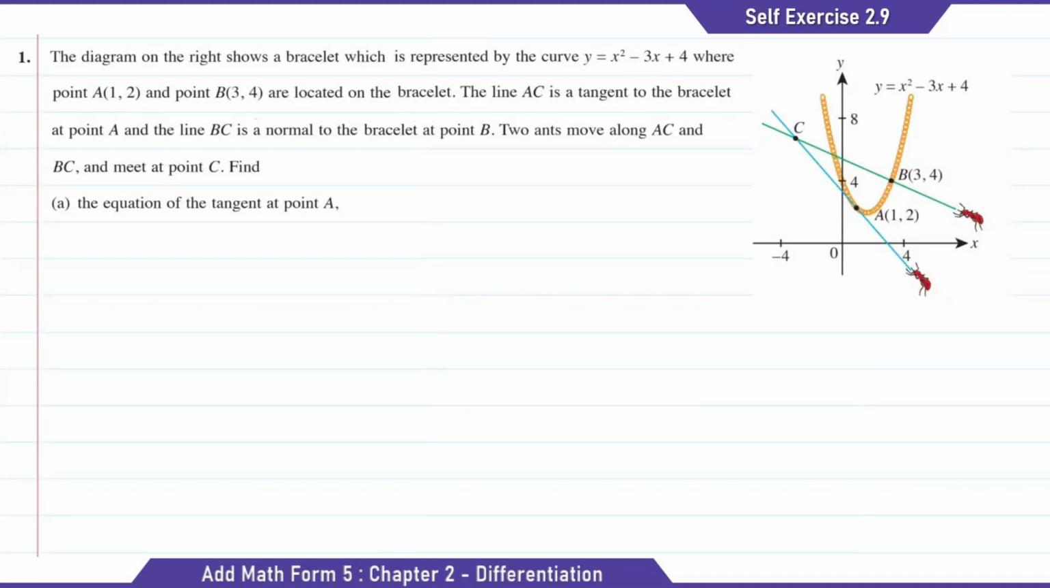Exercise 2.9, question number 1. The diagram on the right shows a bracelet which is represented by the curve y equals x squared minus 3x plus 4, where points A (1, 2) and B (3, 4) are located on the bracelet.